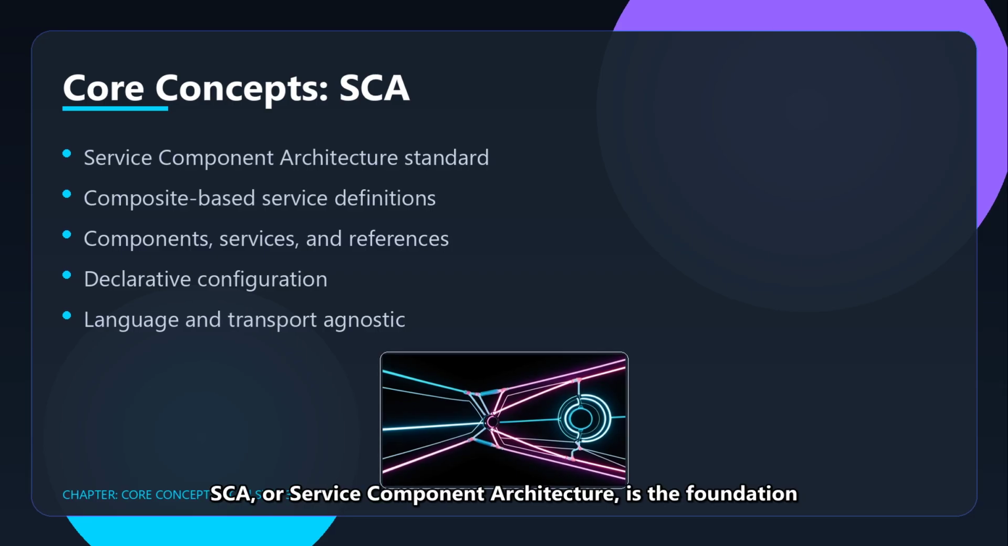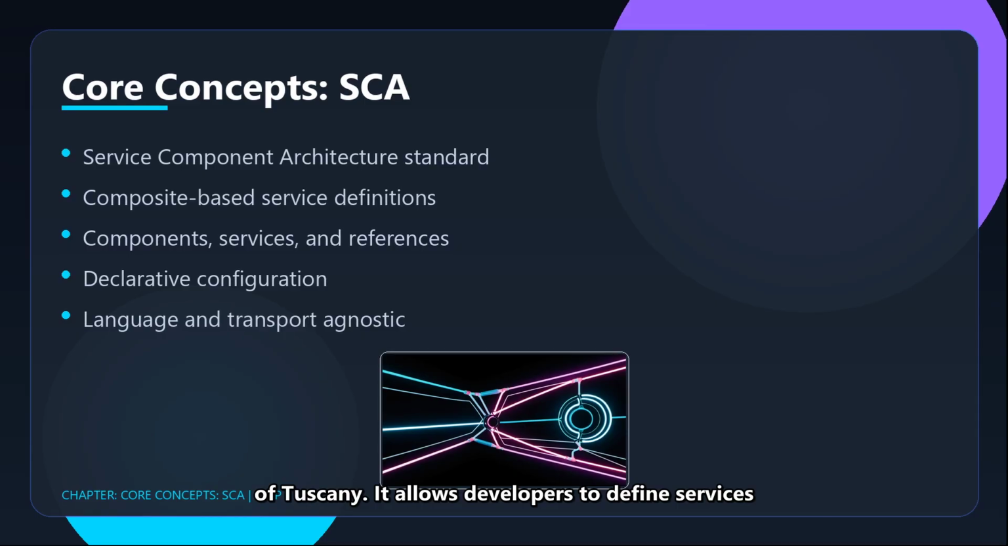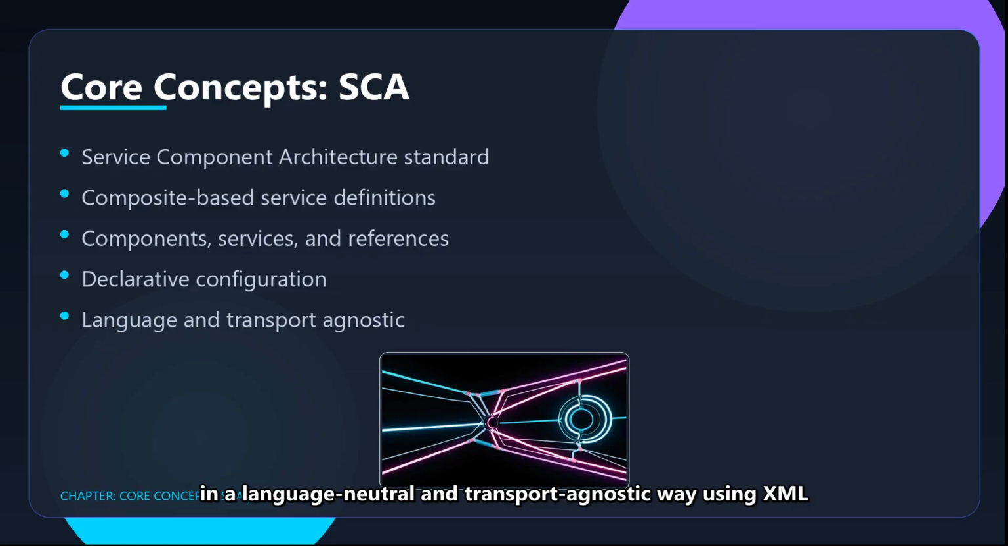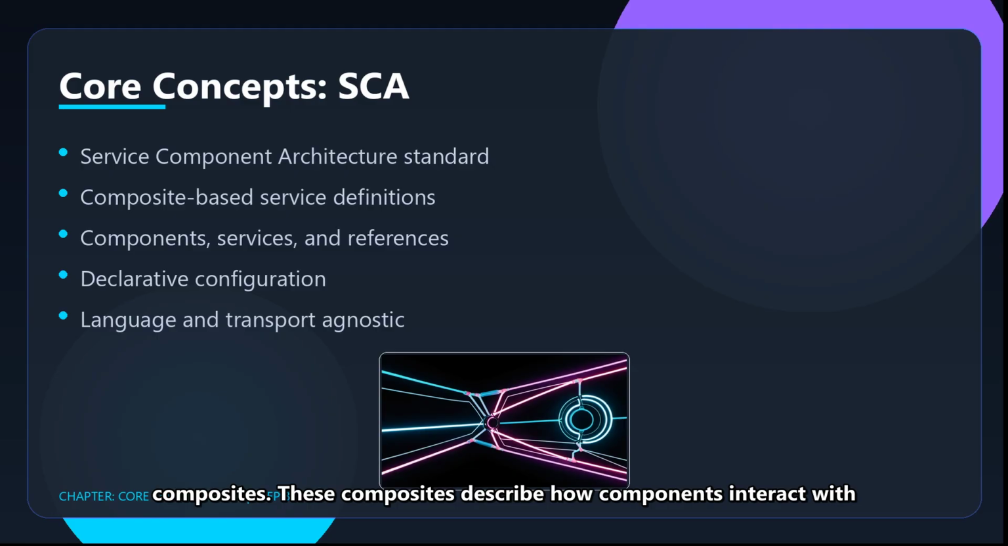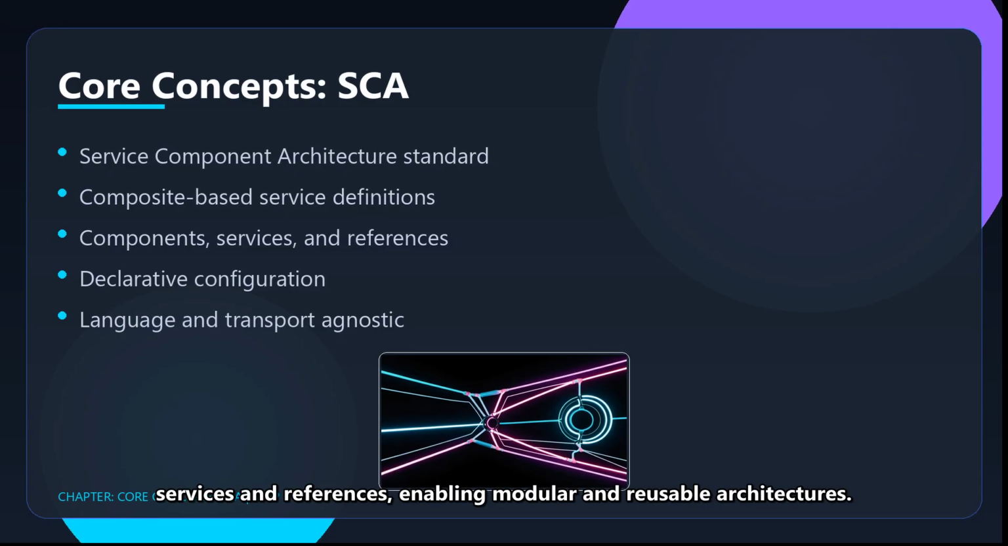SCA, or Service Component Architecture, is the foundation of Tuscany. It allows developers to define services in a language-neutral and transport-agnostic way using XML composites. These composites describe how components interact with services and references, enabling modular and reusable architectures.